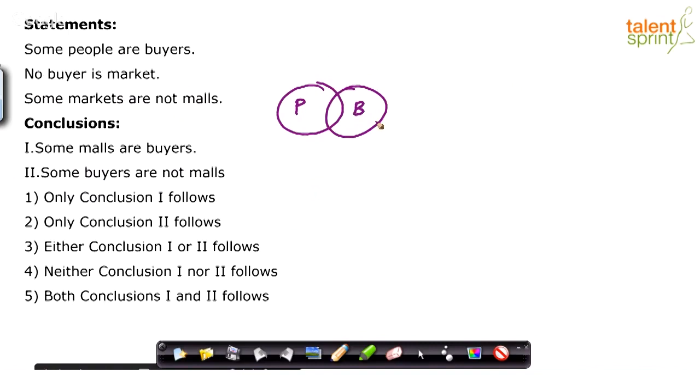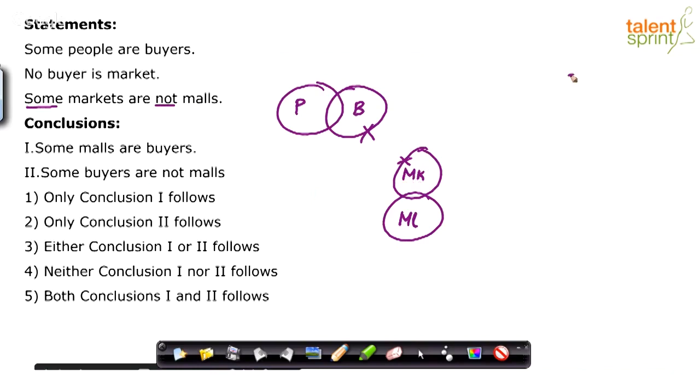Next, no buyer is market. No buyer is market. So these two will not touch each other. And some markets are not malls. Remember, this is a "some not" type of statement, right? Some markets are not malls. I'll say this is market, MK. Let's say this is ML. So some markets are not malls means outside markets are not malls.